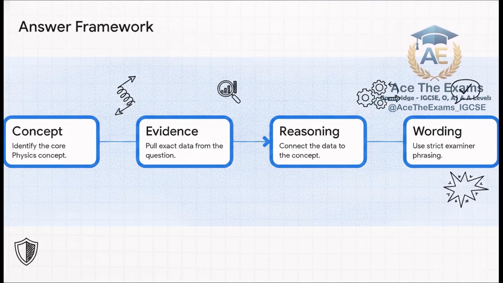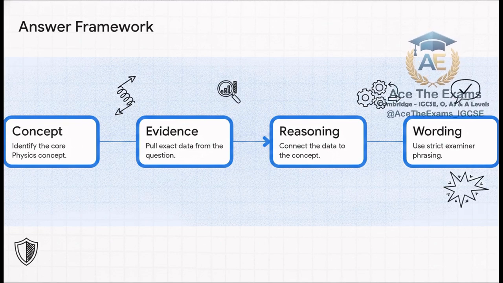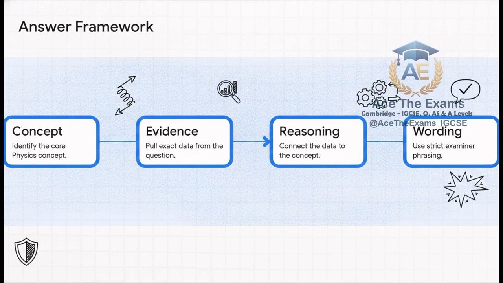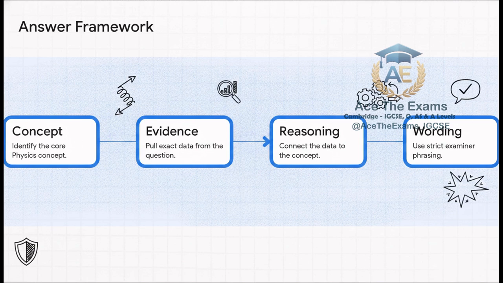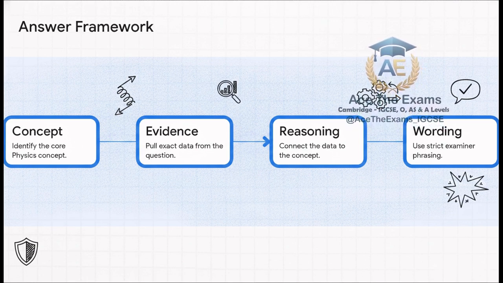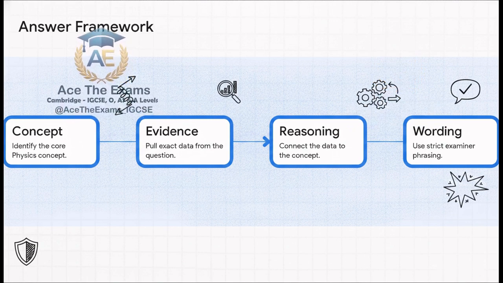These 4 steps will transform an average, run-of-the-mill answer into a top-band Cambridge-style response. First up, identify the core physics concept, things like Hooke's law or the principle of moments. Second, extract the exact evidence or data from the table or graph they give you in the question. Third, apply your scientific reasoning to tightly connect that data right back to the concept. And finally, package the whole thing using the examiner wording we just went over.